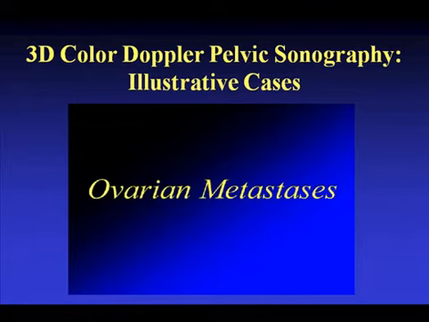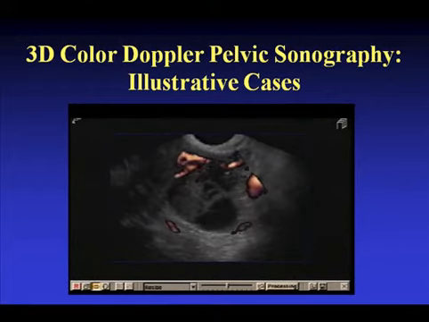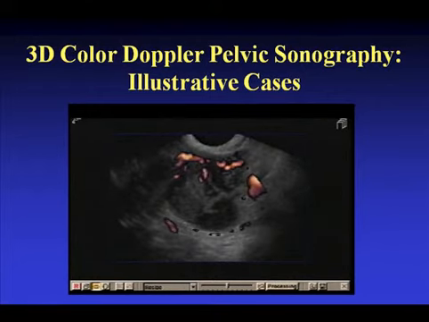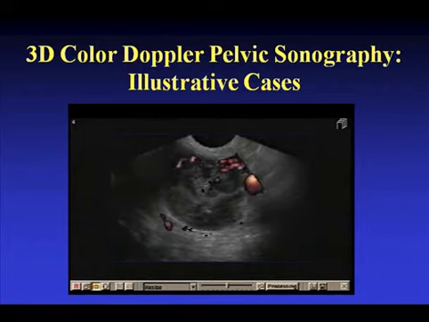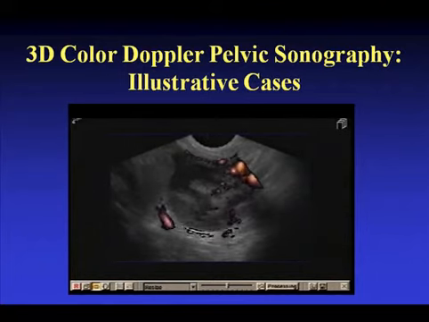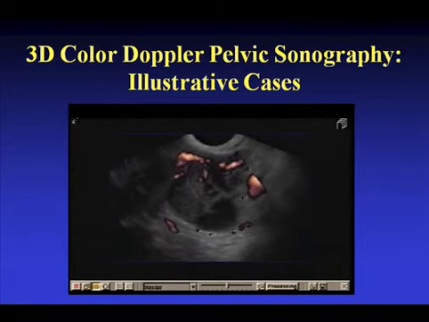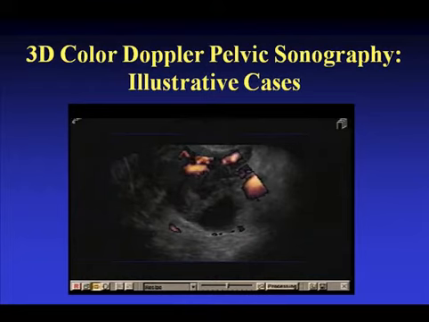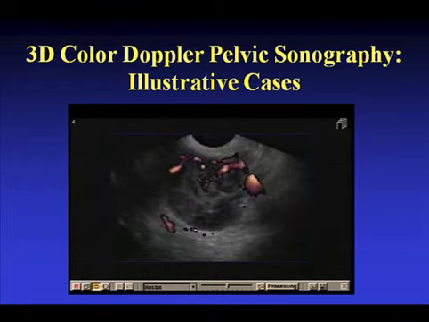This is a patient that had a lesion in the ovary, and the 3D was very helpful in showing the central location of the vessels as opposed to a benign lesion. Here we have, again, a mostly solid lesion with some cystic spaces, and all of the vessels here are shown to be abnormal, supplying the center of the tumor.